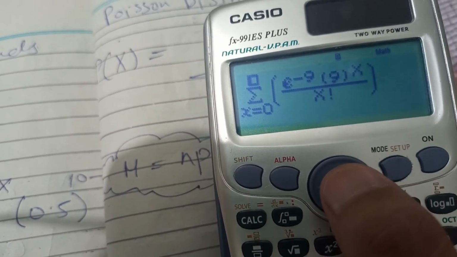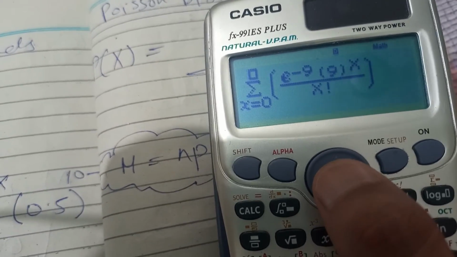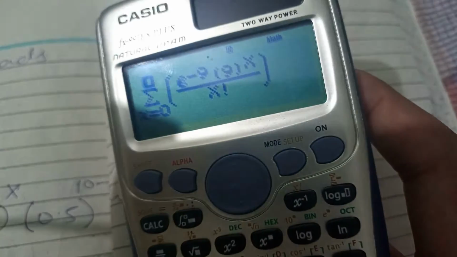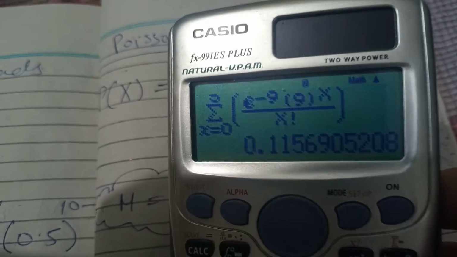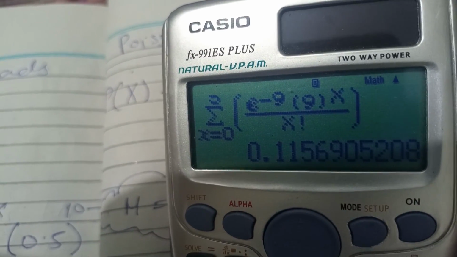The number of trials is, let's say, 10, and we are given at most 5, so we take 5 here. Let's calculate its value. So this is the value we have till 5.